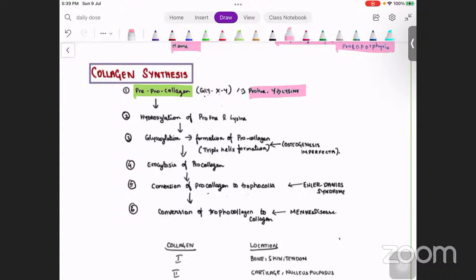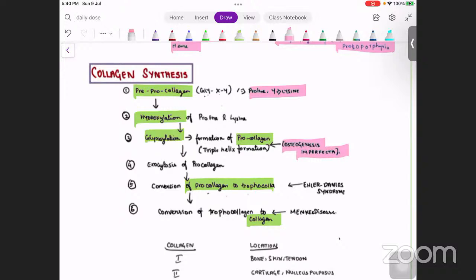One is hydroxylation. So pre-pro collagen undergoes hydroxylation followed by glycosylation, to procollagen, procollagen to tropocollagen, tropocollagen to normal collagen. Formation of procollagen is a formation of triple helix. So triple helix formation is impaired in osteogenesis imperfecta.